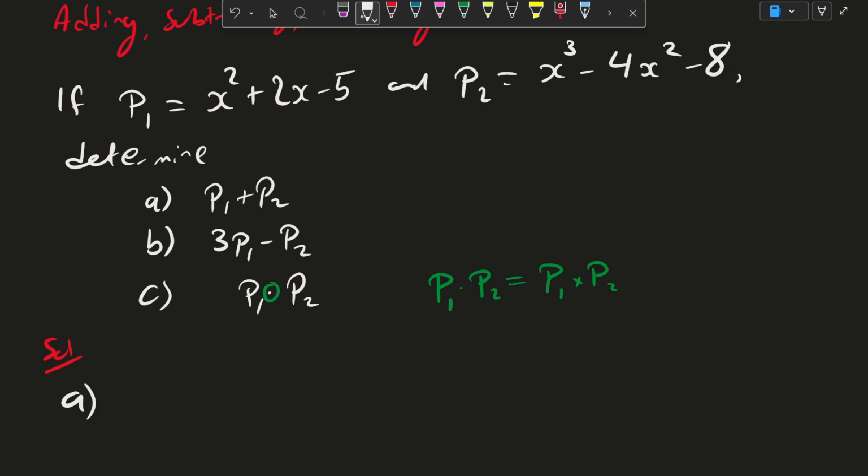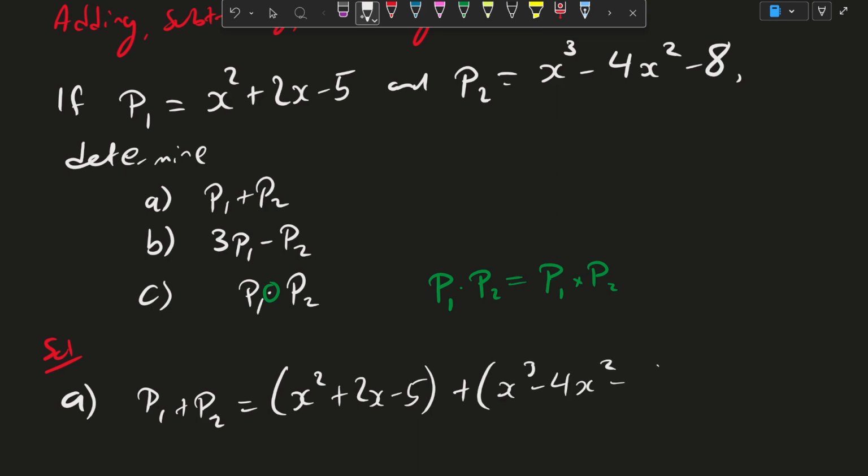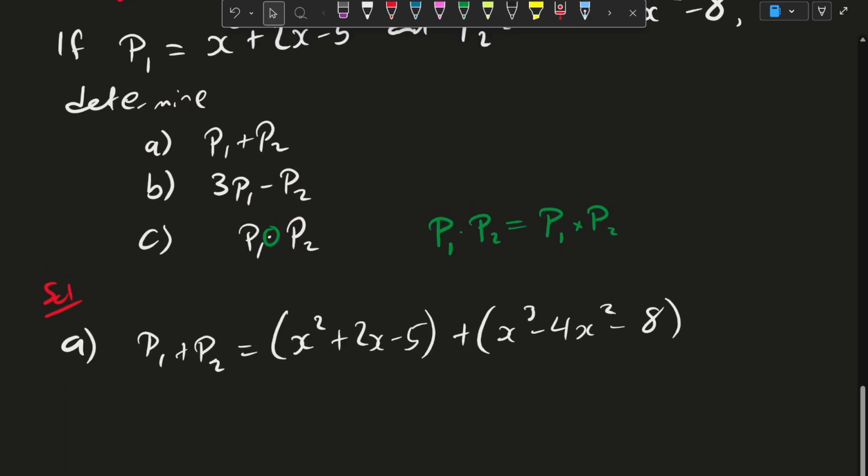So p1 plus p2 is the first polynomial, x squared plus 2x take away 5, plus the second one, which is x cubed take away 4x squared take away 8. So all we're going to do is, just like in the beginning of first year, collect like terms. So we have p1 plus p2 equals, well, there's only one cubic term, there's only one to the power of 3, so that gets its own spot.